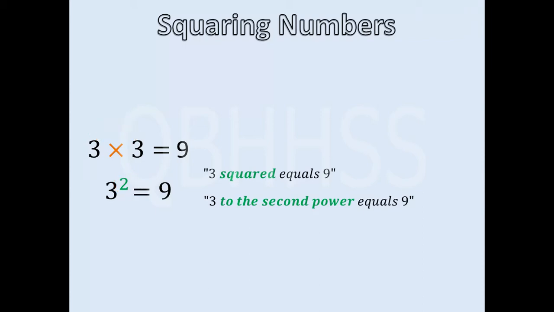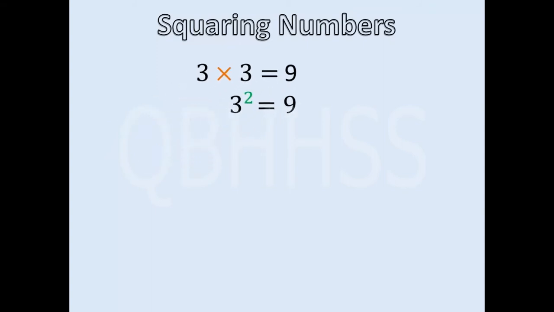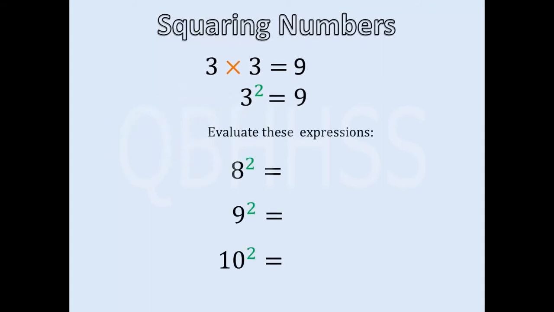Let's take this example up here and next try evaluating these 3 expressions: 8 squared, 9 squared and 10 squared. I hope you have found out these squares. So here are the squares: 64, 81 and 100.